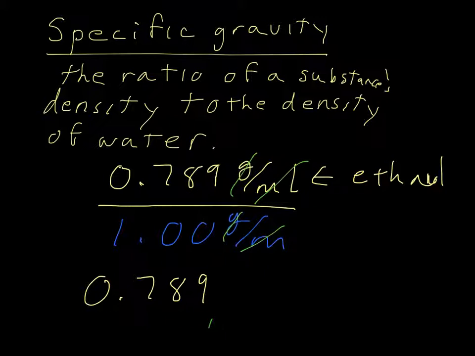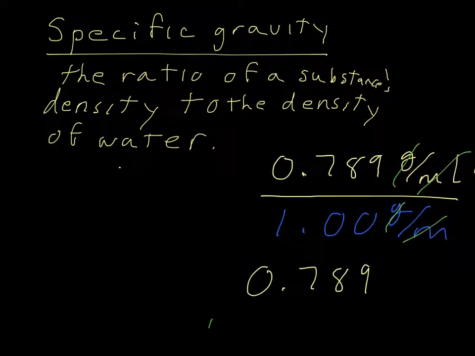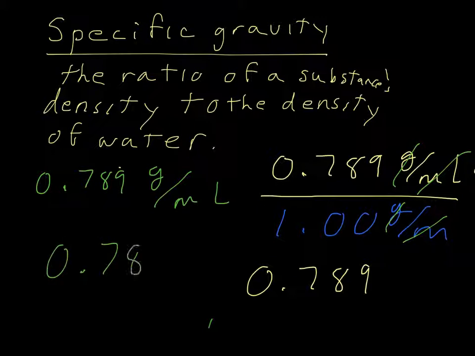Are you catching on to what happens here? The density of ethanol is 0.789 grams per milliliter. The specific gravity, 0.789. Specific gravity is simply density with no units. Whenever you see specific gravity, you assume the units are grams per milliliter. It's that simple. Let's work another example.